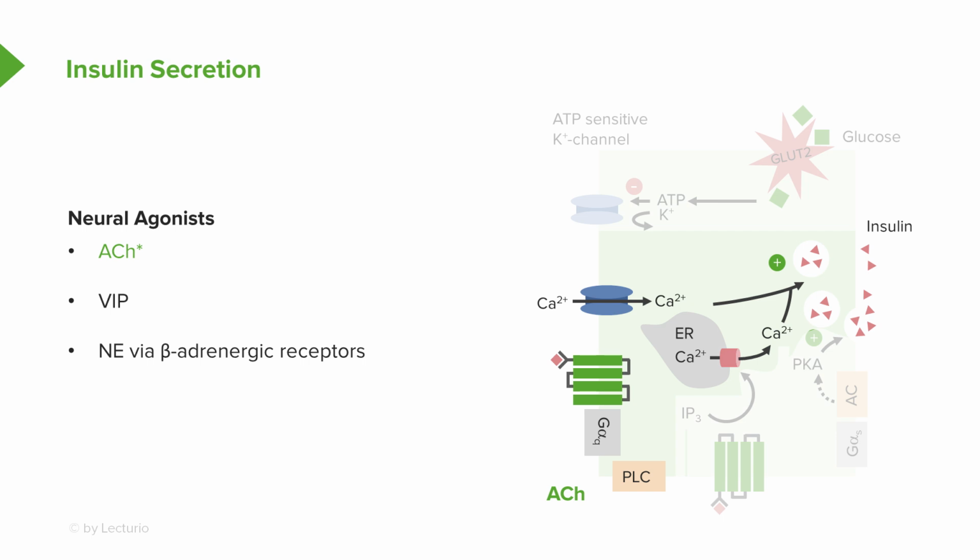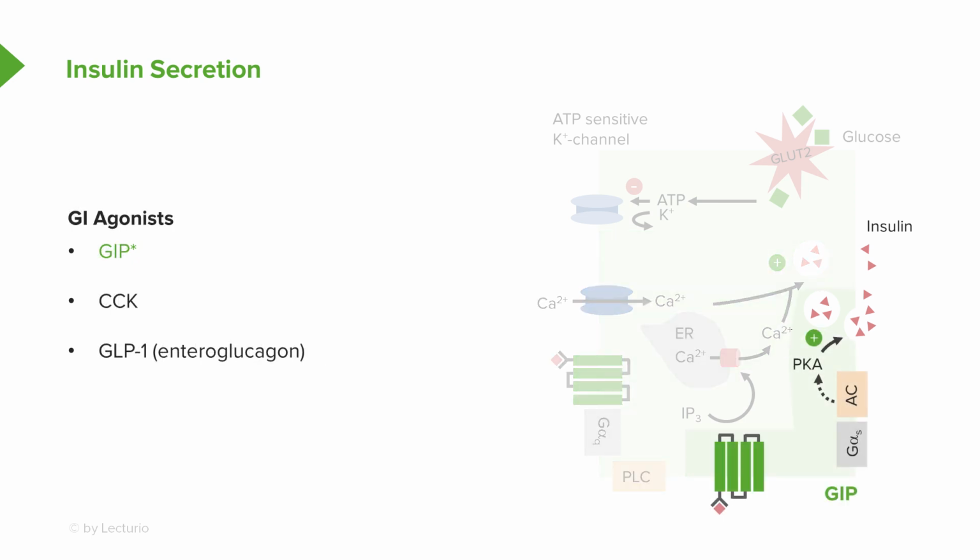Now, besides neural agonists, there are a few others, such as GI agonists. One here, cholecystokinin. We also have glucagon-like peptide. And here we have GIP. GIP is also an agonist. It works through another receptor that's also a G protein coupled receptor, which stimulates adenylate cyclase as the enzyme. That increases protein kinase A. Protein kinase A also facilitates this docking and fusing of the vesicles to the beta cell wall, which then goes into the interstitial space and is picked up by the blood.